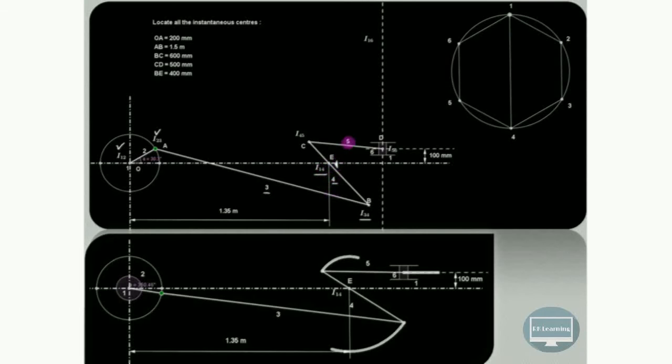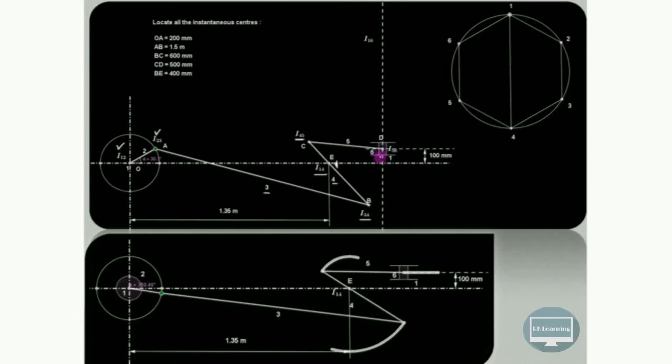Then the fourth link and the fifth link are pin jointed here at point C, so they will form a permanent ICR, I45. Similarly, for 5 and 6, the fifth link and the sixth link, which is the slider, are pin jointed here, so this particular ICR is I56 and it is a permanent ICR.